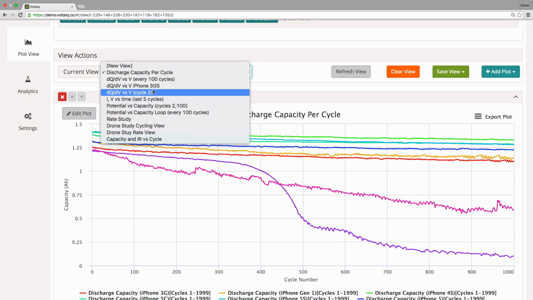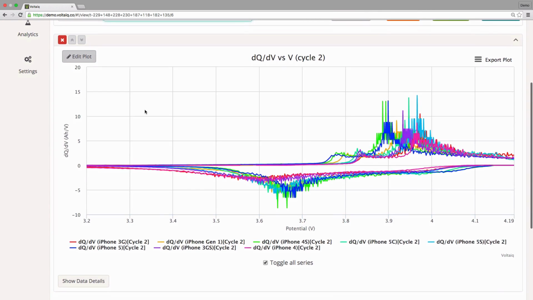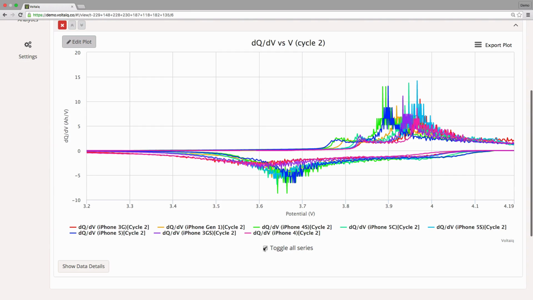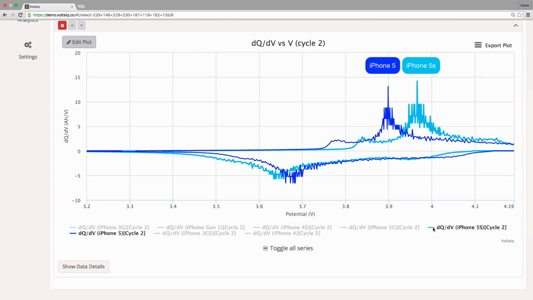Let's go in and look at the raw time series data using the differential capacity at cycle 2. Let's go in and toggle. Let's look at the iPhone 5 and let's look at the iPhone 5S. And we can see here that the amount of incremental capacity going into the battery versus potential on charge is dramatically shifted between the different versions of the iPhone, telling us that Apple switched chemistries between different versions of the iPhone.